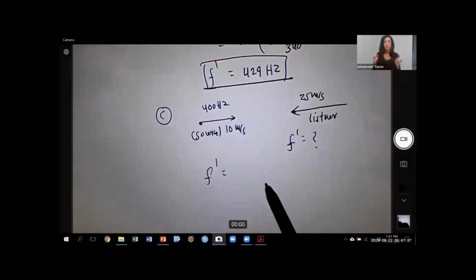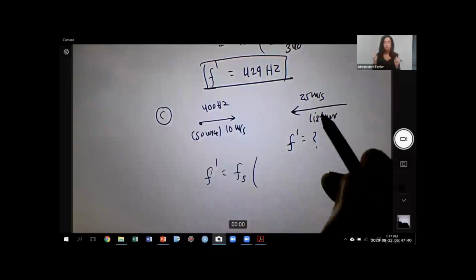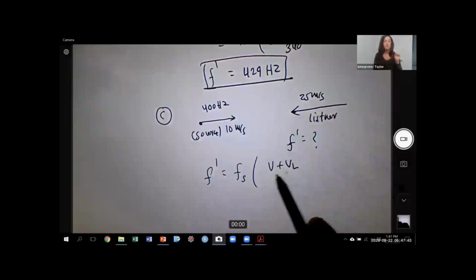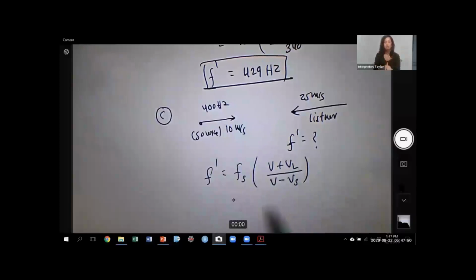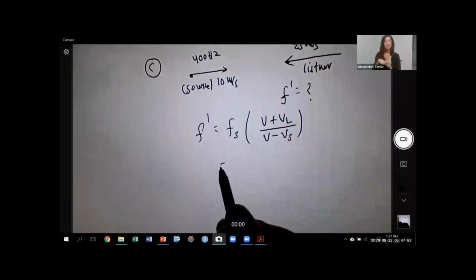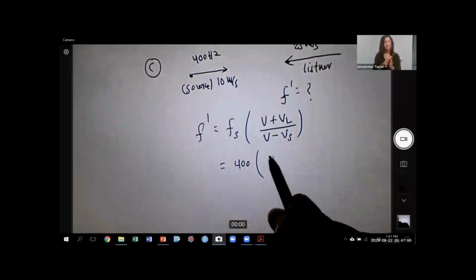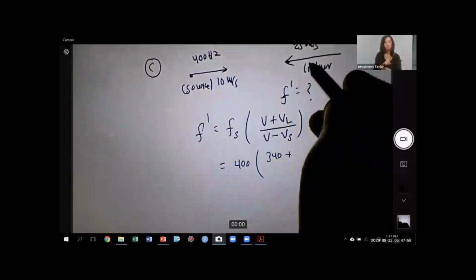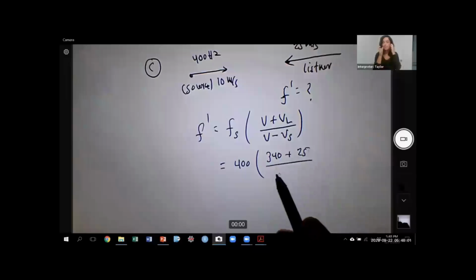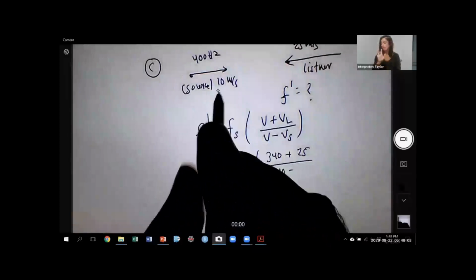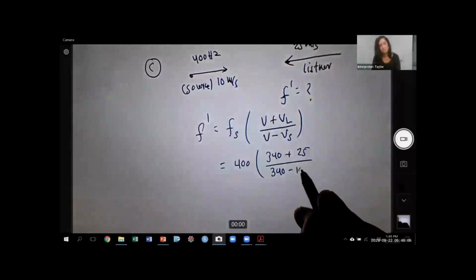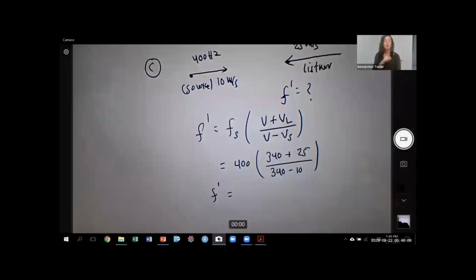So again, match that. The listener is moving towards, so you need a plus sign. And the source is also moving towards, so you need to minimize the denominator. So this is again 400 hertz, times 340 plus 25, the listener, your friend, over 340 minus 10, since you're moving at 10 meters per second. Okay, so that's the apparent frequency that your friend will hear.